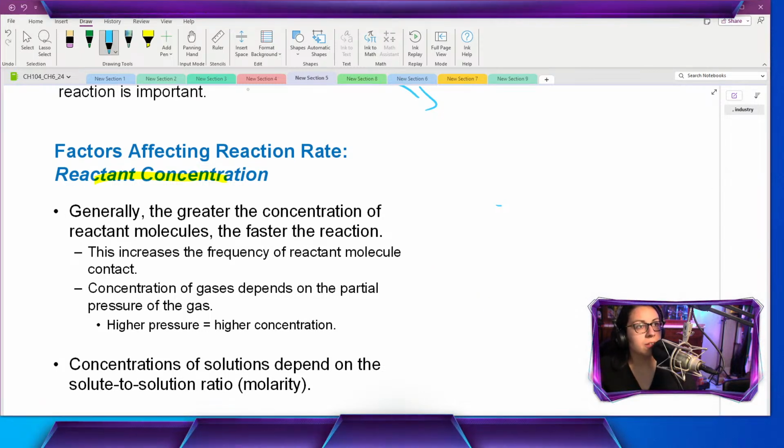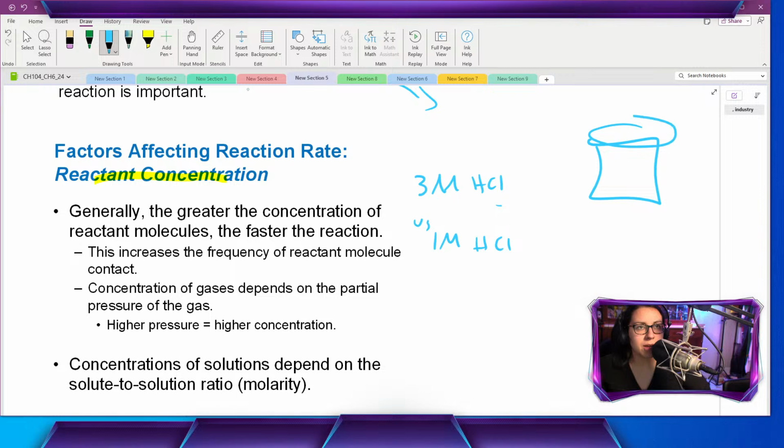Well, it might be in one of our lab videos, but there should be a lab where we compared 3 molar hydrochloric acid versus a 1 molar hydrochloric acid. And so we see greater concentration leads to a faster reaction. And why that happens, you can imagine them floating around in our beaker. But our 3 molar acid is 3 times more concentrated.